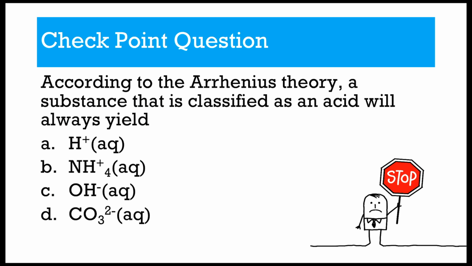Okay, another checkpoint question before we move on. According to the Arrhenius theory, a substance that is classified as an acid will always yield, we're talking about acids, and that's H+. So up to this point, we've only talked about H+ and OH-. So B and D make no sense. OH- is talking about bases. Okay, so let's move forward.